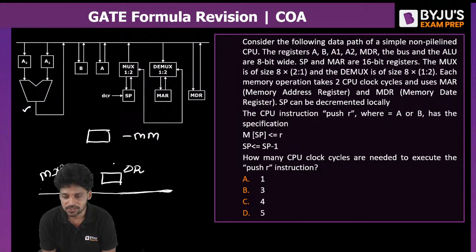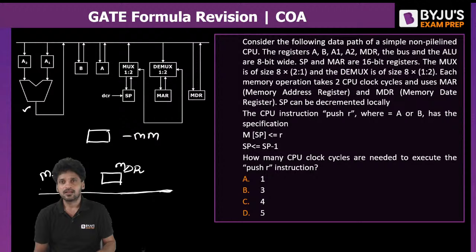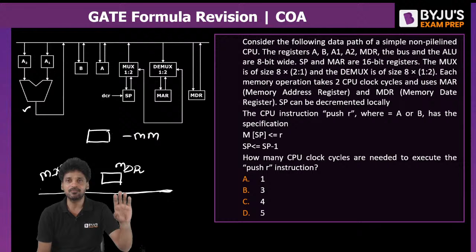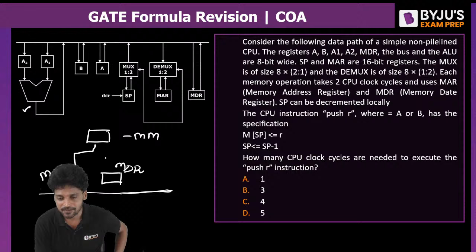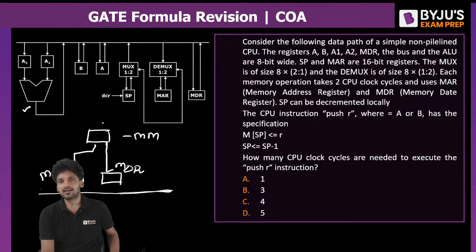In order to communicate with my main memory, any advanced processor, right from 8085, not even 8086, right from 8085 till i9, the standardized procedure is to have one memory address register and one memory data register. These registers are connected to the main memory. Why are these registers used? Simple. In order to locate something in the main memory, I do require an address.